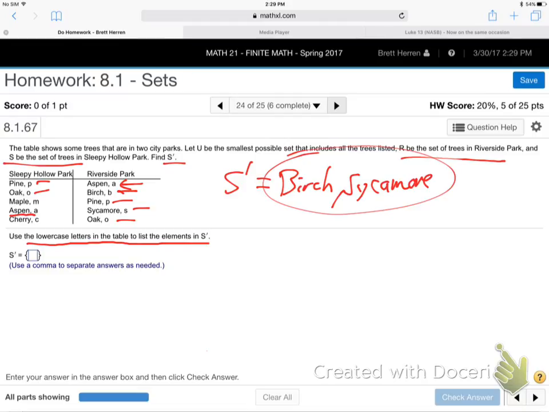No, I think they want to. What makes you think it's just the first letter? I don't think they're saying that anywhere, are they? No, because there's Aspen and then there's A, and then there's Birch. Oh, you're right. You're totally right. Good.